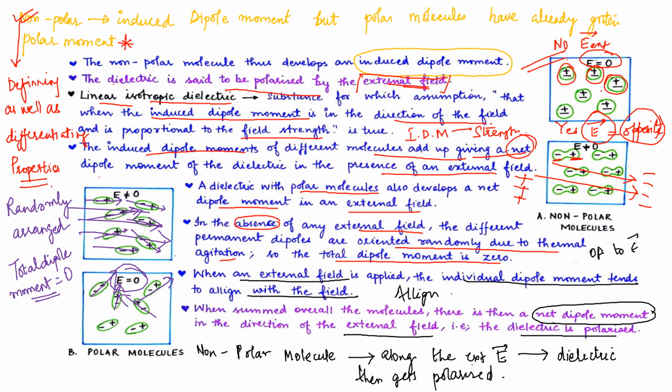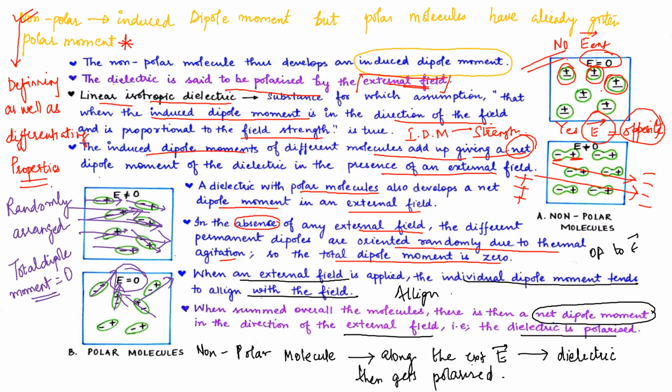So what is the difference between the non-polar and the polar? The only difference which we have seen here is that in non-polar there is no polarity, there is no differentiation of polarity. But in the case of polar, they already have a dipole moment, but as they are arranged randomly, their overall dipole moment is 0. Now when we provide an external field to non-polar, they will start segregating and will get polarized, hence making the dielectric polarized.